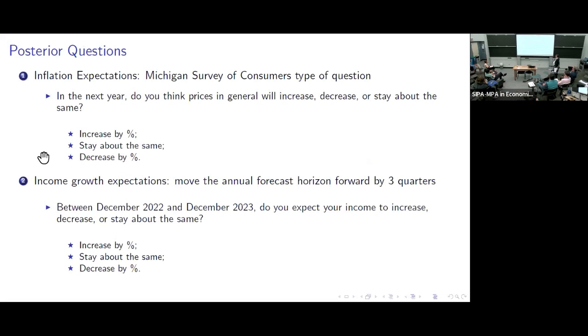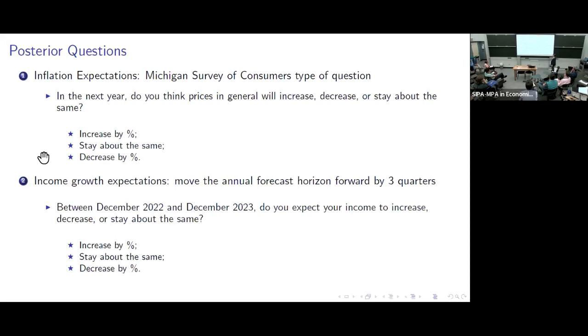Once we have that, we're going to collect everybody and ask them posterior questions in terms of inflation expectations. We'll rely on the Michigan Survey of Consumers. So we'll ask them in the next year whether they think prices in general will increase, decrease, or stay about the same. And here, you'll notice that the questions used before and after are different. People that are experts in these types of experiments always suggest you do this so that people do not feel like they're being tested and need to remember the answer that they gave during the prior question. So this is a common strategy in the literature.